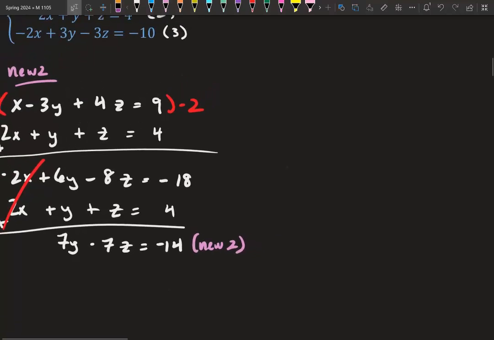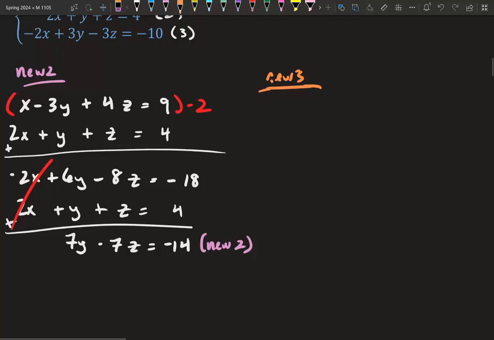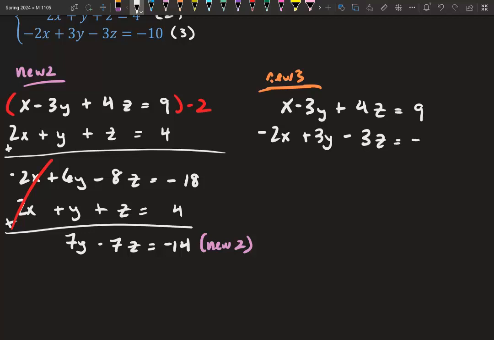Now we need to find new 3. So for new 3, remember, we got rid of x for new 2. That means we must get rid of x for new 3. So to find new 3, we take 1 and 3. So we must get rid of x.